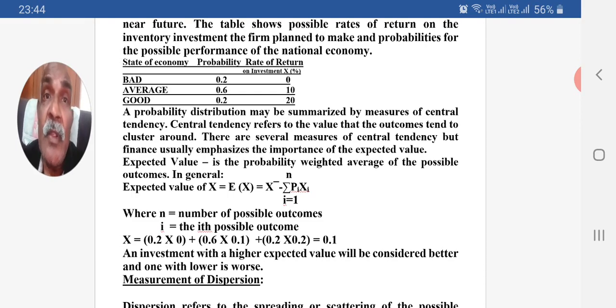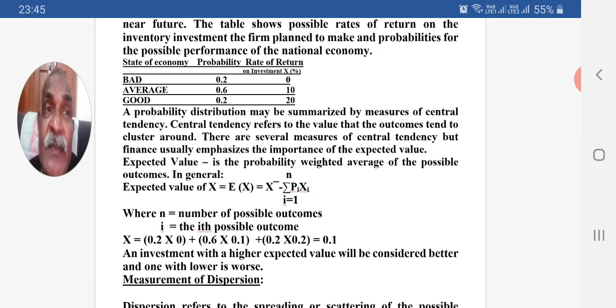So expected rate of return, first of all we have the probability distribution, may be summarized by measure of central tendency. And central tendency refers to the value that the outcome tends to cluster around. There are several measures of central tendency, but finance usually emphasizes the importance of the expected value. So expected value is the probability weighted average of the possible outcome. So we have to take the weighted average of the possible outcome.